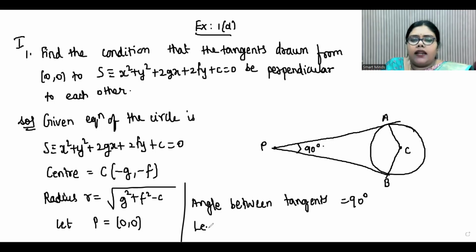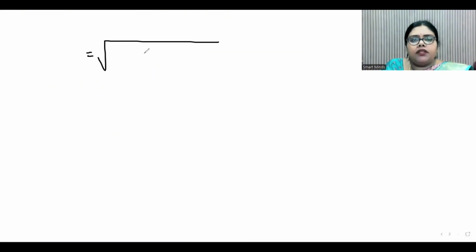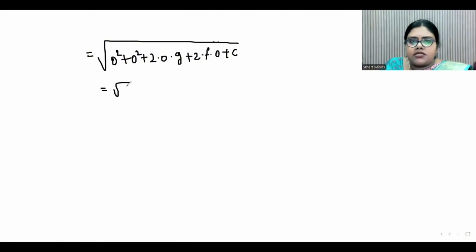Now we know that length of the tangent is root S11. This is the formula for length of the tangent. S11 means substitute the point in the circle equation. So now that is equal to root over, in the circle equation substitute (0, 0): 0 square plus 0 square plus 2 into 0 into g plus 2 into f into 0 plus c. So you get root c.